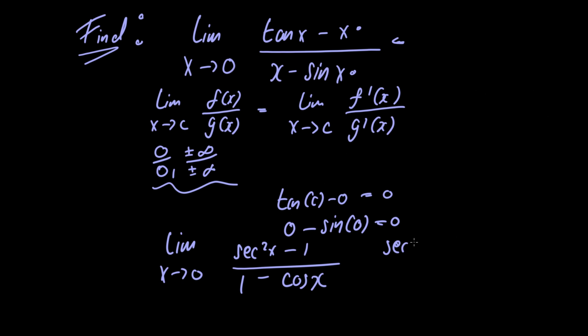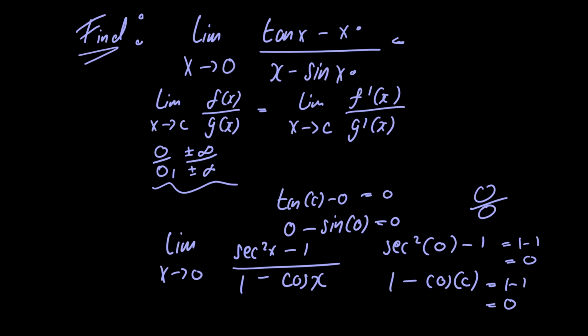We have secant squared of 0 minus 1, and this is just equal to 1 minus 1, and that's equal to 0. And in the denominator we have 1 minus cosine of 0, which is just equal to 1 minus 1, which is again equal to 0. So we have a limit of the form 0 over 0, and that means that we're going to have to apply L'Hopital's rule for a second time.